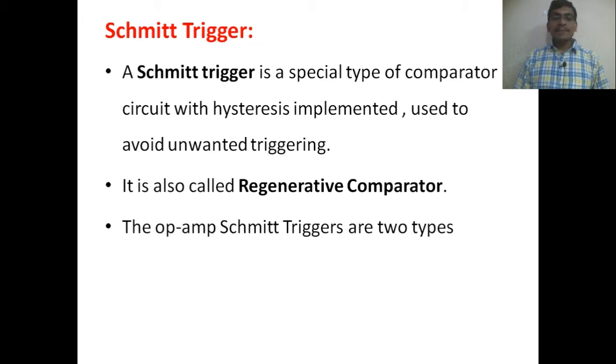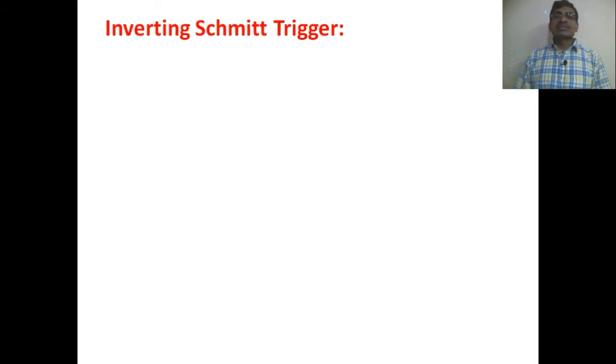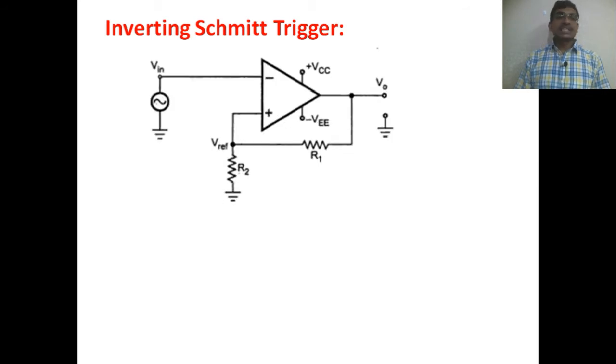The op-amp Schmitt triggers are divided into two types. One is the inverting Schmitt trigger, and the other is the non-inverting Schmitt trigger. First, we will see the inverting Schmitt trigger. In this inverting Schmitt trigger, this is the circuit.